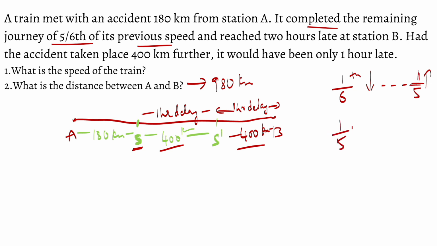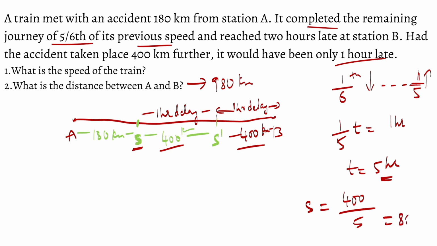So 1/5 of time is equal to 1 hour late, right? 1 hour late. So total time is 5 hours. So we know speed is distance by time, that is 400 here, 400 in this case. So speed in this case is 400 by 5. So this will be equal to 80 km per hour. Hence the speed of the train is 80 km per hour.